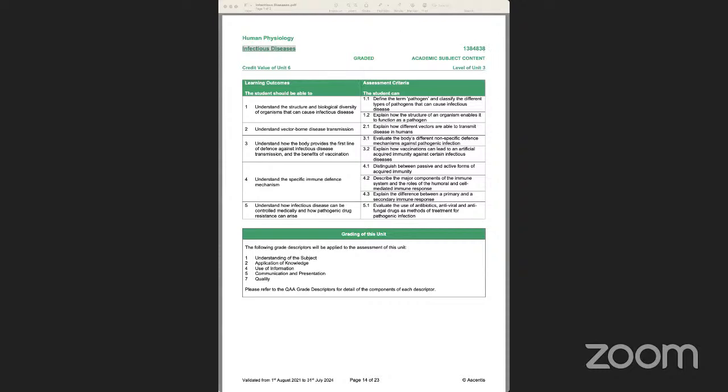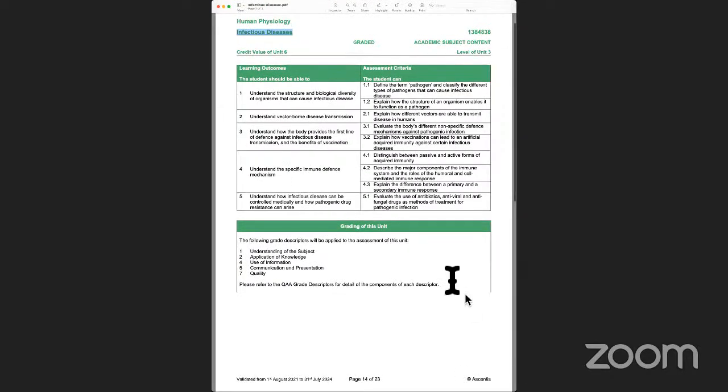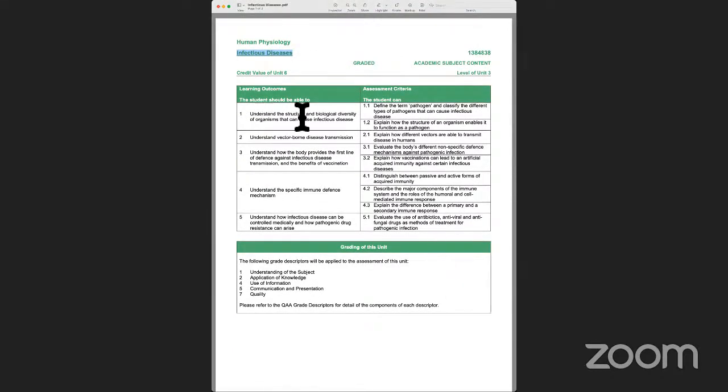So what you see on your screen is the unit specification, and this particular unit has 5 learning outcomes. We'll be going into a bit of unit introduction today, followed by discussion on learning outcome 1 via presentation. We'll cover some of the assessment criteria as well.